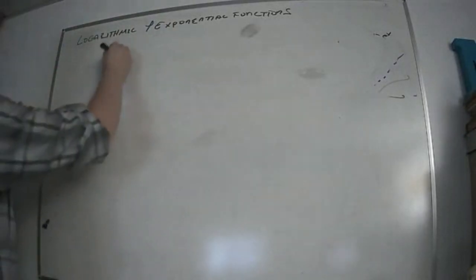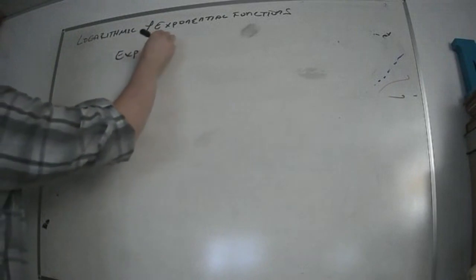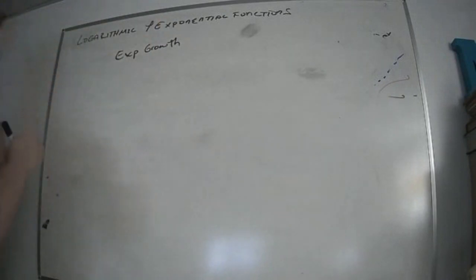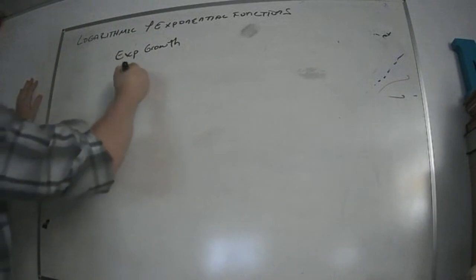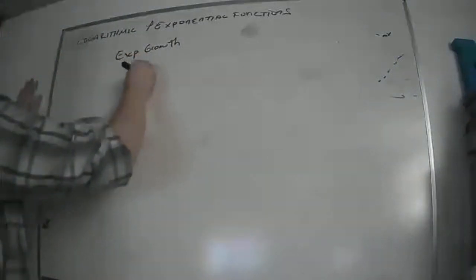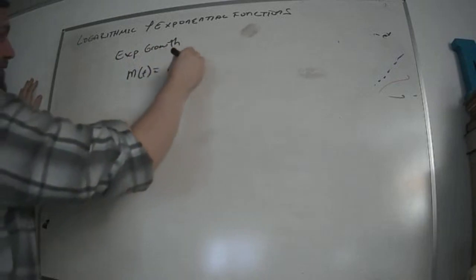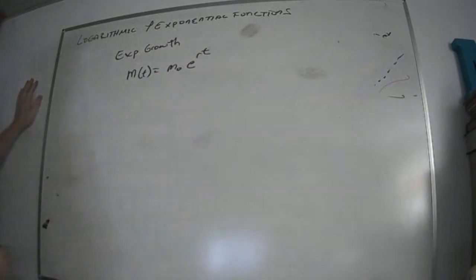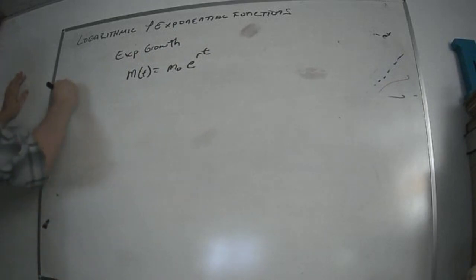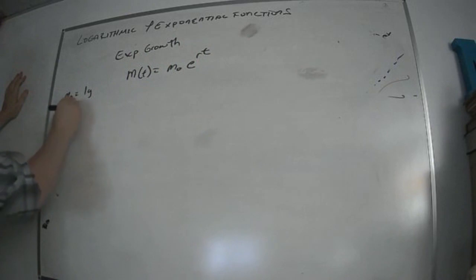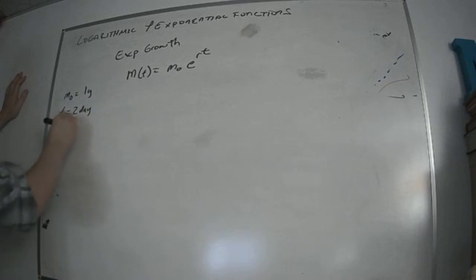Let's talk about exponential growth. And I want to say it's the same as before. I could say the mass over time equals the initial mass times e^(rt). So this is the form I would give. And I'd say, okay, I have m naught equals 1 gram, and t equals, let's call it 2 days, and M of 2 equals 3.